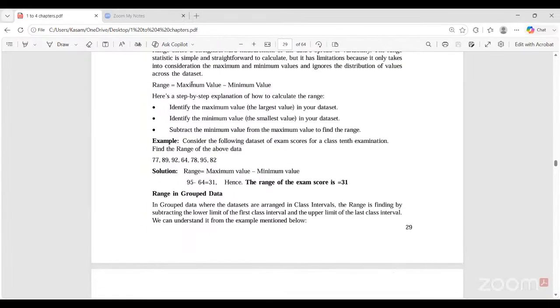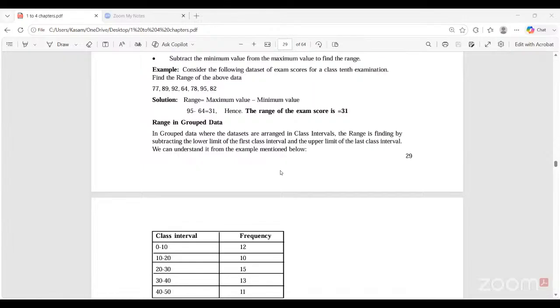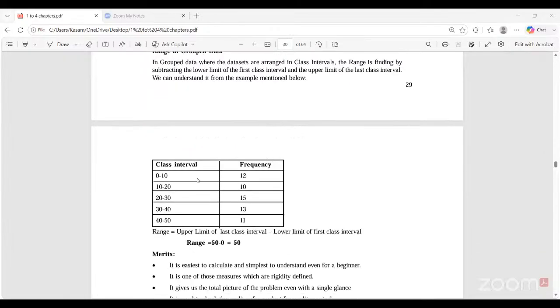ఇప్పుడు చెప్పండి అమ్మా, which is the lowest, which is the highest? Highest value is 95, sir. Lowest is 64. So 95 minus 64 is equal to 31. The range is 95 minus 64, equal to 31. కరెక్ట్ అనాడా? Yes.